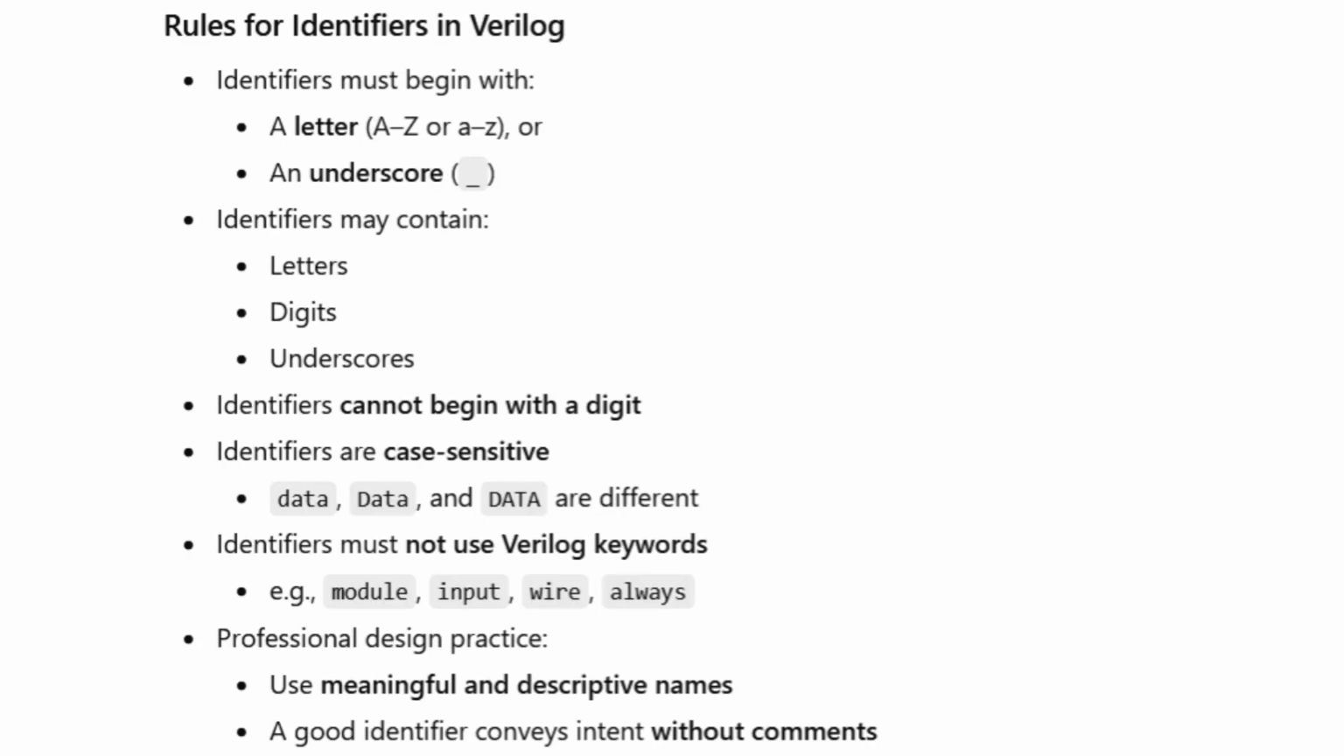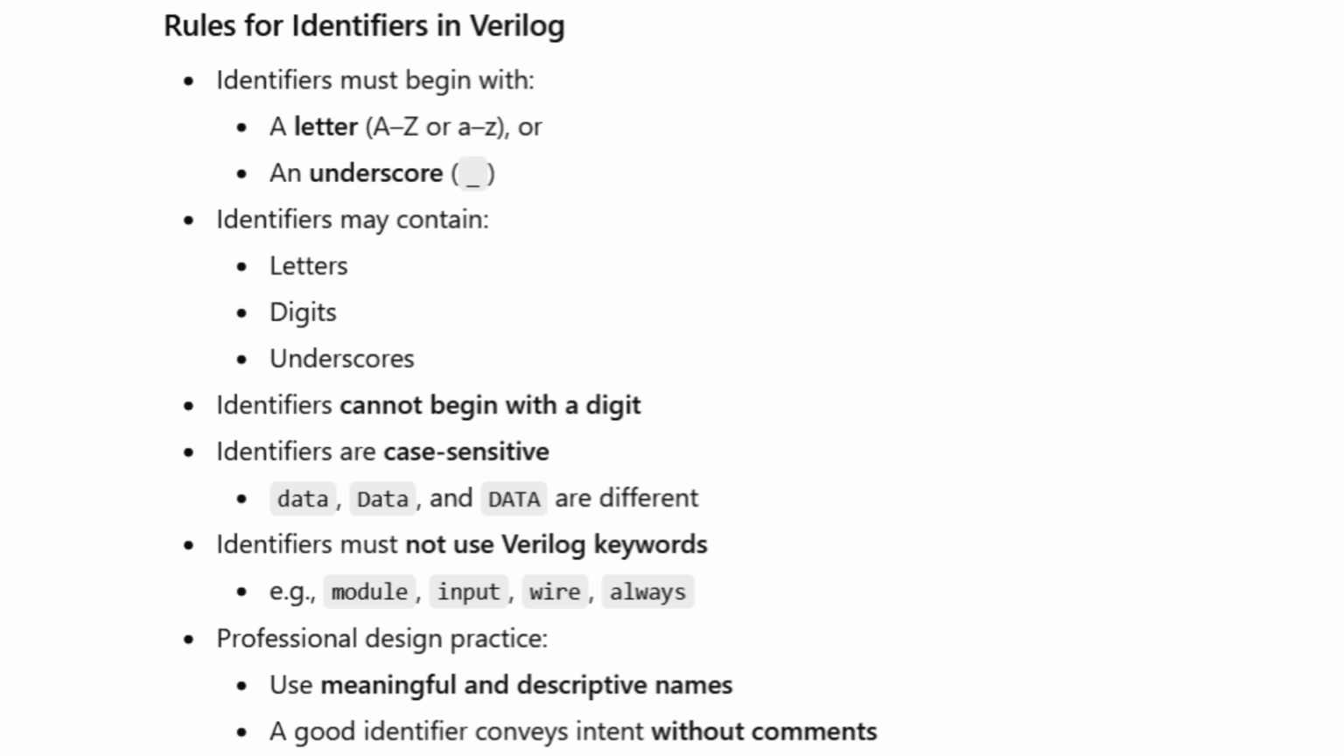Rules for identifiers. Verilog has clear rules for valid identifiers. An identifier must begin with a letter, uppercase or lowercase, or an underscore. It may contain letters, digits, and underscores. It cannot begin with a digit. Identifiers are case-sensitive. This means that data, Data, and DATA are three different identifiers. Identifiers must not use Verilog reserved keywords such as module, input, wire, or always.